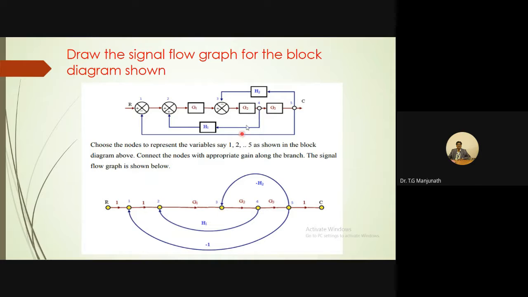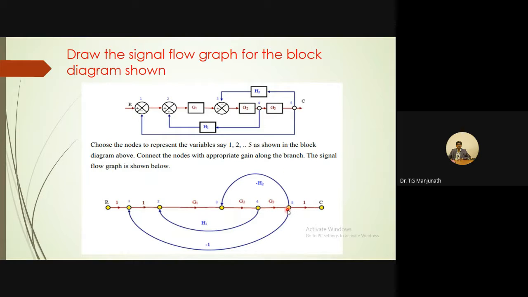Okay. Next. 4 to 2. Signal is going from 4 to 2, passing through H1, but it is entering with positive sign, hence it is plus H1 here. 4 to 2, make the connection. Gain is H1.